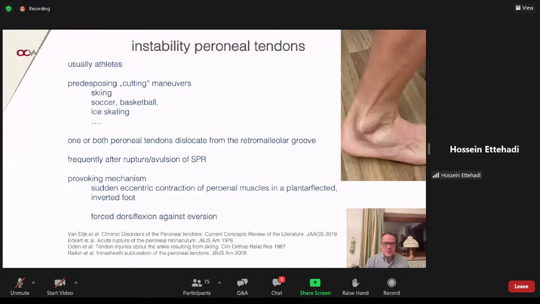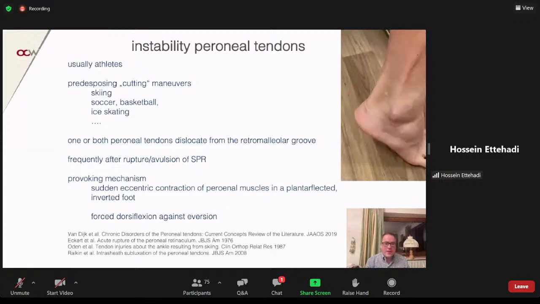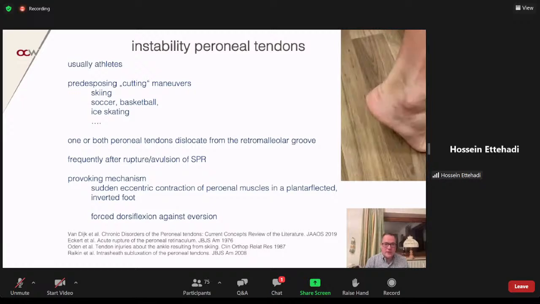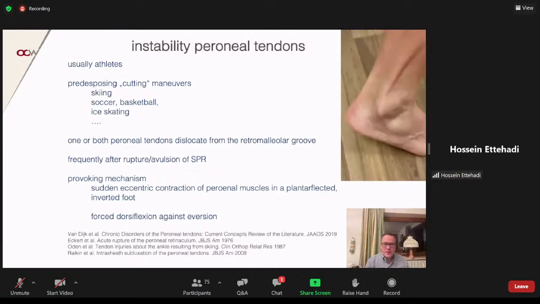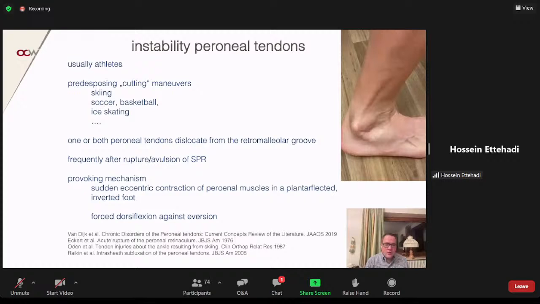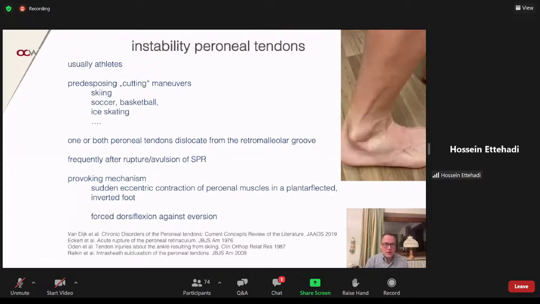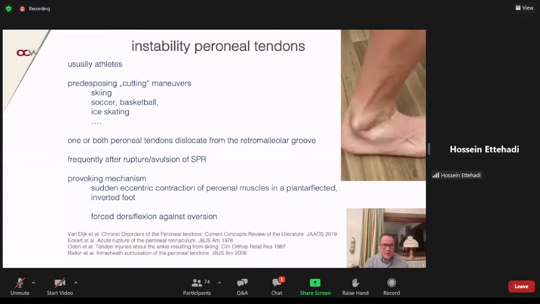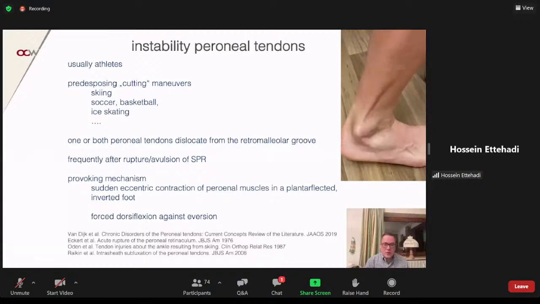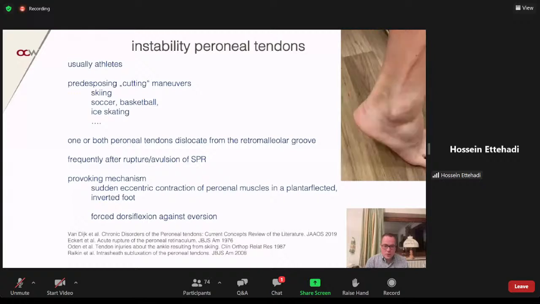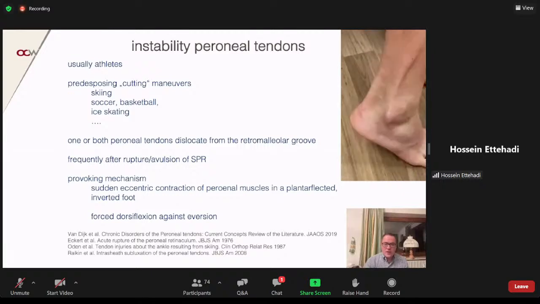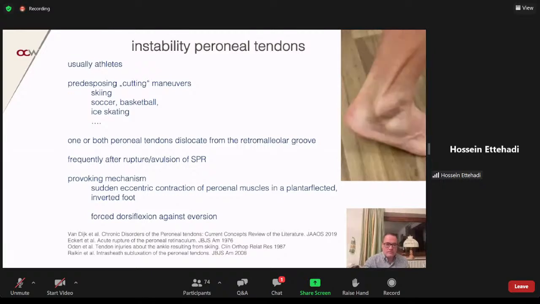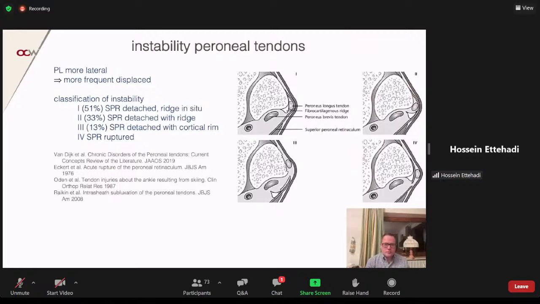Another very important pathology of peroneal tendons is instability that usually occurs in athletes, as it is part of cutting maneuvers that occur in many sports like skiing, soccer, basketball, ice skating, and so on. In this pathology, one or both peroneal tendons displace anteriorly from the retromalleolar groove, frequently after a rupture or an avulsion of the superior peroneal retinaculum. There are two major provoking mechanisms. The first is a sudden eccentric contraction of the peroneal muscle in a plantar-flexed inverted foot, and the second one is a forced dorsiflexion against eversion.